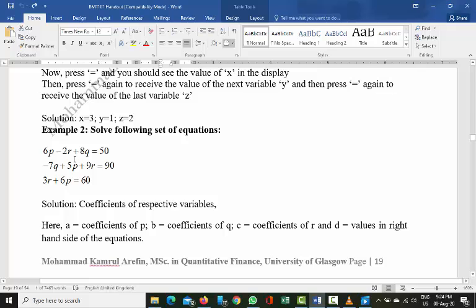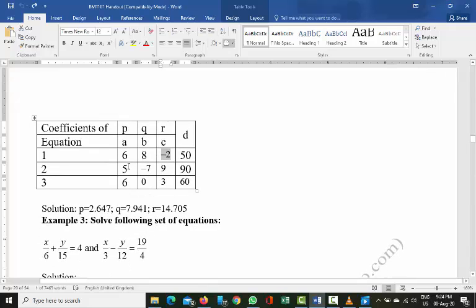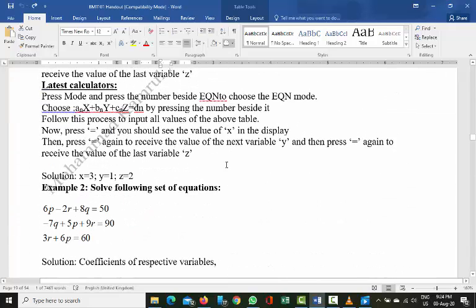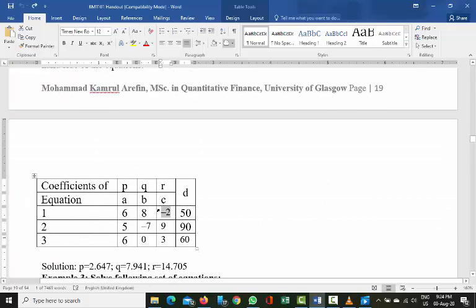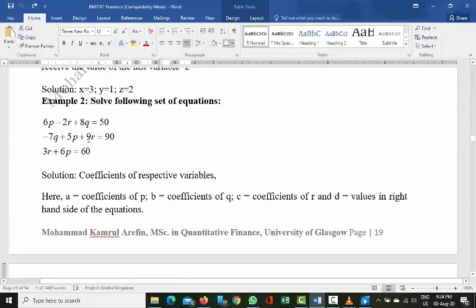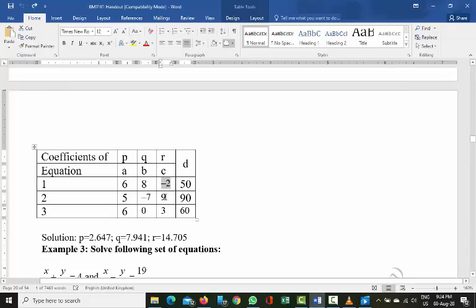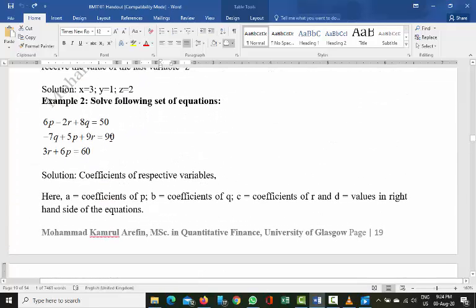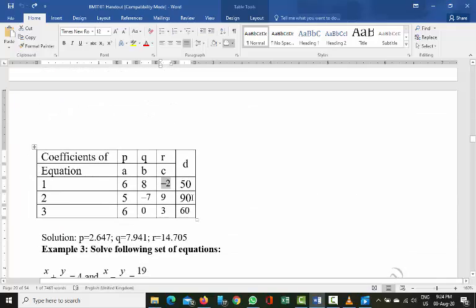So again, in the second equation, the coefficient of p is 5. The coefficient of q in the second equation is -7, and the coefficient of r in the second equation is 9. In the right hand side we have 90.